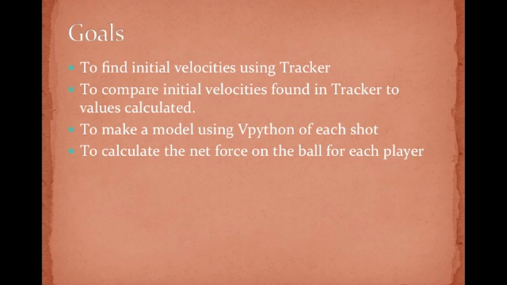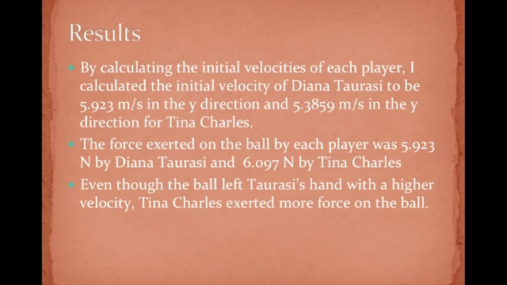These are to find initial velocities using Tracker, to compare initial velocities found in Tracker to the values calculated, to make a model using VPython of each shot, and to calculate the net force on the ball for each player. Here are some of the results from the experiment.